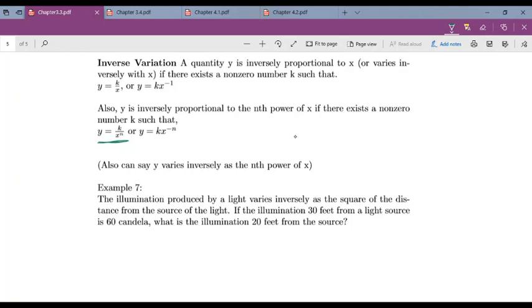So what we're looking at is the illumination I equals k over the distance d squared. Okay, so we need to figure out what this k is. Now it tells you if the illumination 30 feet from the source is 60 candela. So 60 candela is our illumination. Okay, still need to figure out what this k is, but we know our distance here is 30 feet. And we can solve for that k.